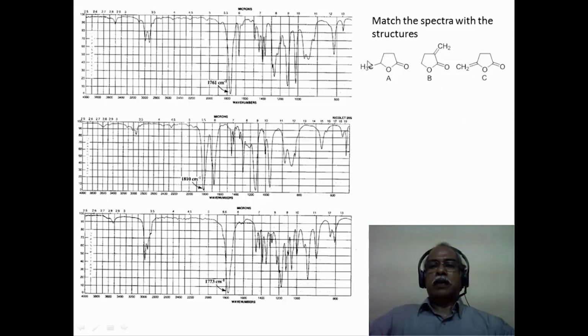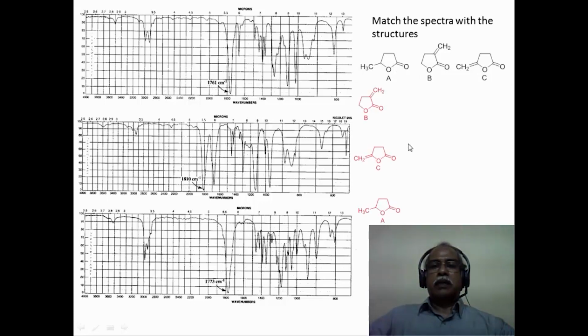Then comes the carbonyl stretching frequency of the saturated lactone, and then comes the alpha beta unsaturated lactone carbonyl stretching frequency. The stretching frequencies are marked for the carbonyl stretching in the IR spectrum. This is 1761, this is 1810, and this is 1773. So based on the argument, C should be this one which has the highest stretching frequency of 1810. So C corresponds to the middle spectrum here. A corresponds to the spectrum at the bottom, which is 1773, and B corresponds to the alpha beta unsaturated system, which has the lowest one around 1761.